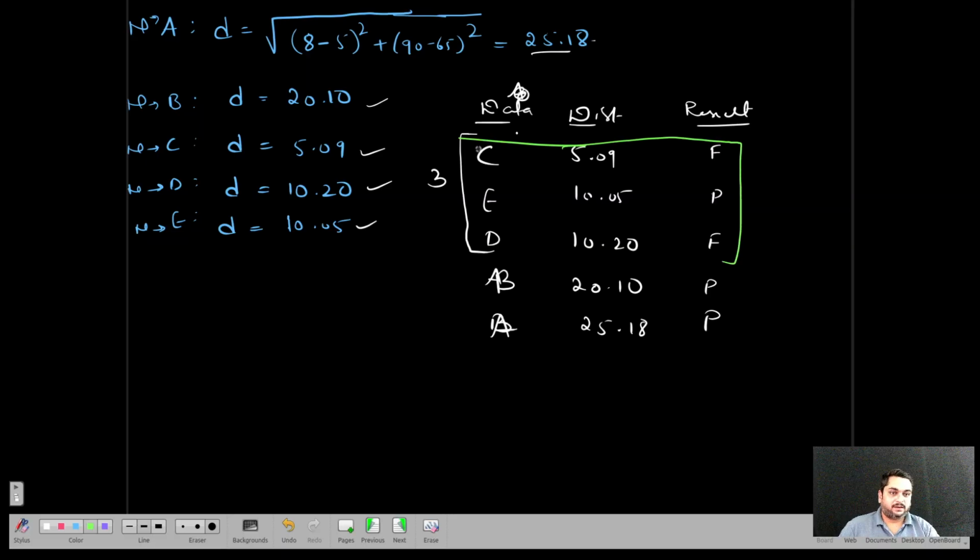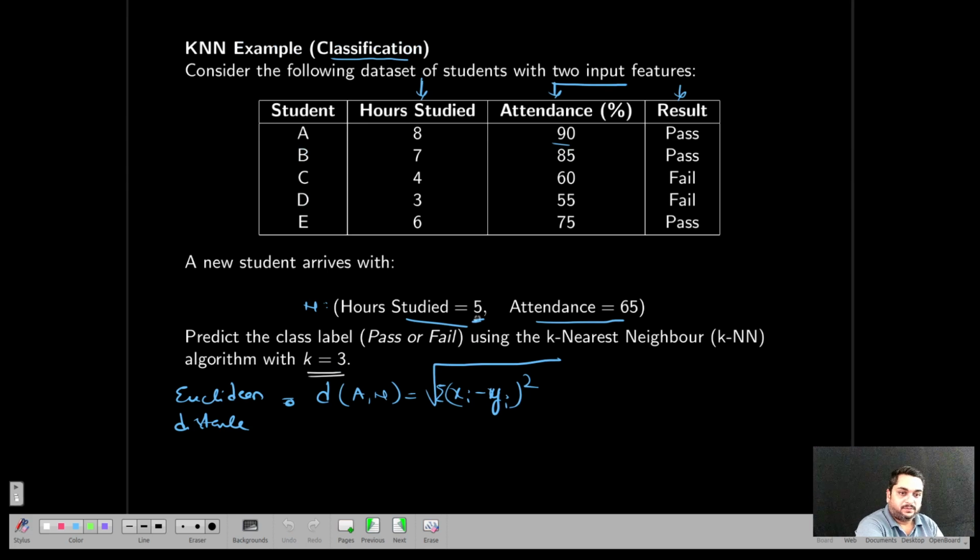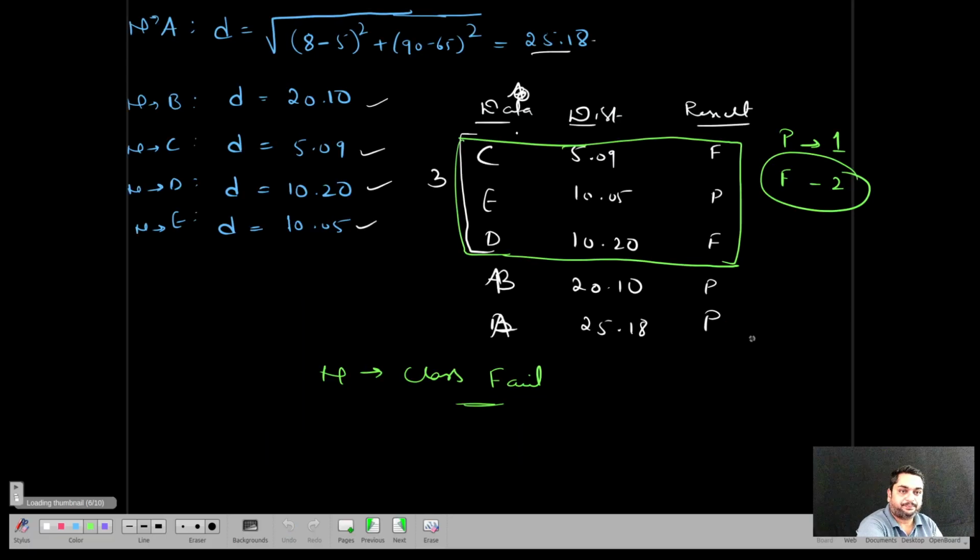Now if you check their categories, there are 2 classes, that is pass and fail. Pass, there is 1 out of 3. Fail, there are 2. So the majority is fail. So this new candidate is classified as fail. Those inputs with 5 hours study per week and 65% attendance are predicted as fail. This is how you apply the KNN algorithm.